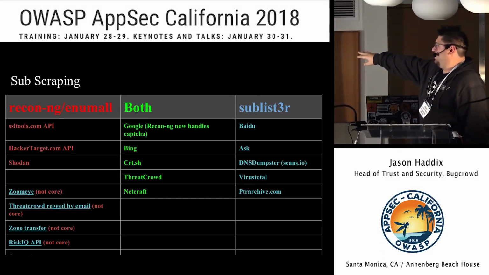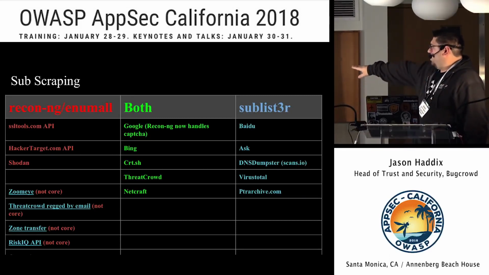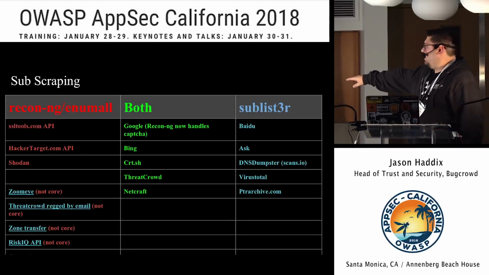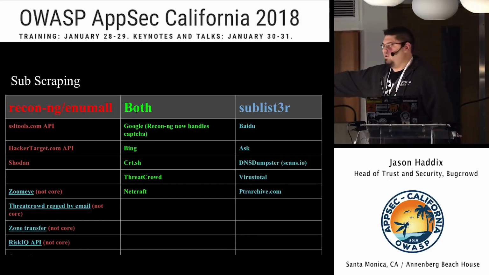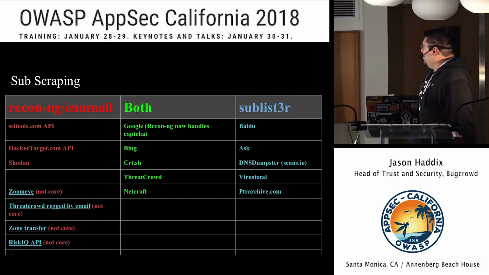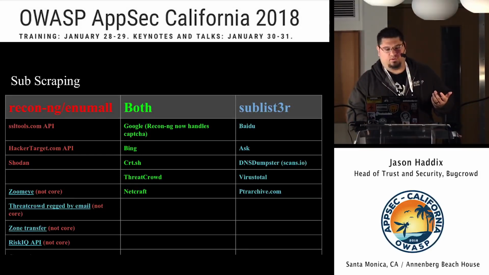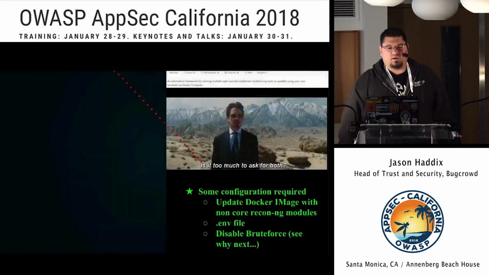And it does these 3 on the left. SSLTools.com, it parses from their API. HackerTarget.com, it pulls data from their API, and Shodan. There are some optional modules at the bottom. ZoomEye, ThreatCrowd, just a generic zone transfer, the RiskIQ API if you own an API key for that, and Censys, which if you own an API key for that, you can pull down with Recon-ng. So there are some that are specific to each tool, and a lot of people end up using both of them. Oh, and then both do the middle column.